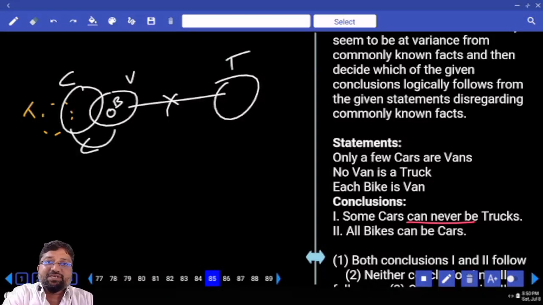Is it a possibility or is it not a possibility? It is a possibility. But what did he say? It's not a possibility, so it is wrong. All bikes can be cars. Can I take all the bikes inside the car? Yes. All bikes can be cars. Is this clear?